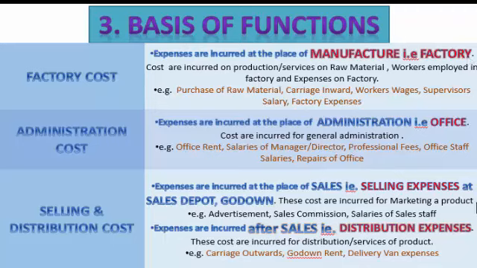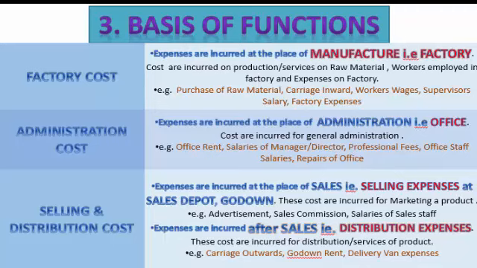A few examples of this: purchase of raw material, then carriage inward, workers' wages, a supervisor who is working in a factory, supervisor's salary, factory expenses. These are a few examples. When we go for the cost sheet, we'll have the detailed items of this factory cost. But this example indicates that the expenses are incurred in a place where we do manufacturing activity.